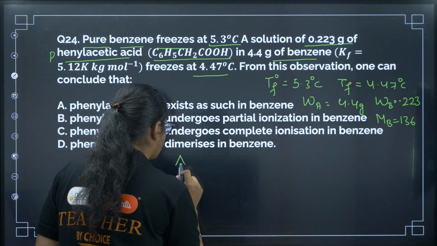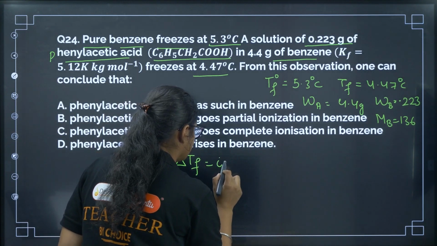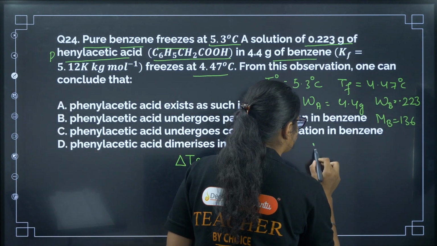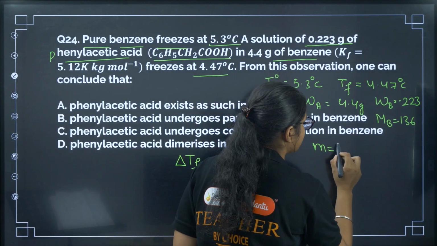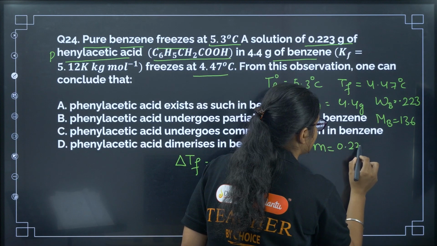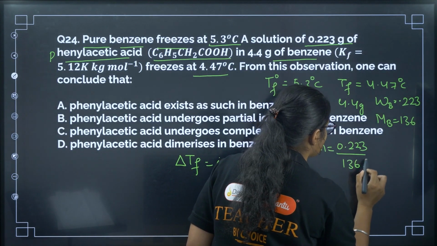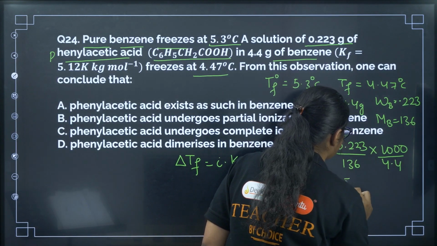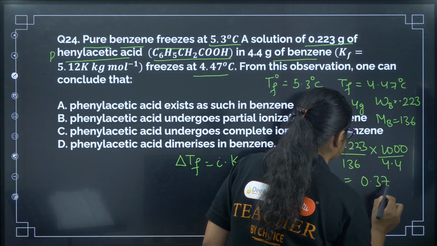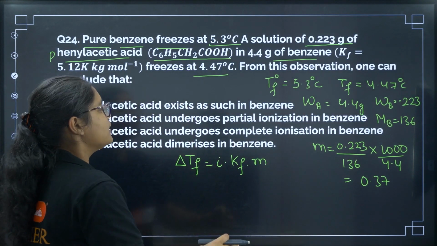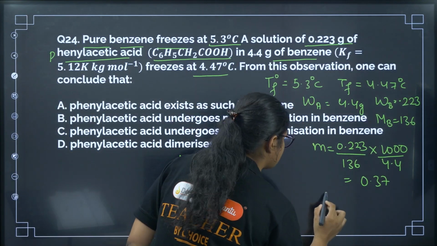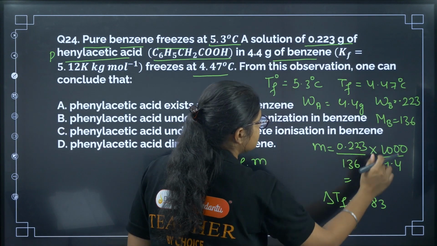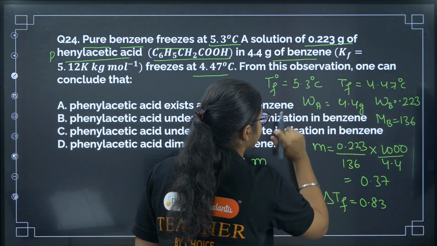So, we can write delta Tf is equal to i into Kf into m. Okay. So now let us first calculate the molality separately. Molality will be equal to given mass, that is 0.223 by molar mass into 1000 by mass of the solvent. So now if you solve this, you'll get around 0.37. Now if you calculate delta Tf, delta Tf will be equal to 0.83, right? So we'll get 0.83.